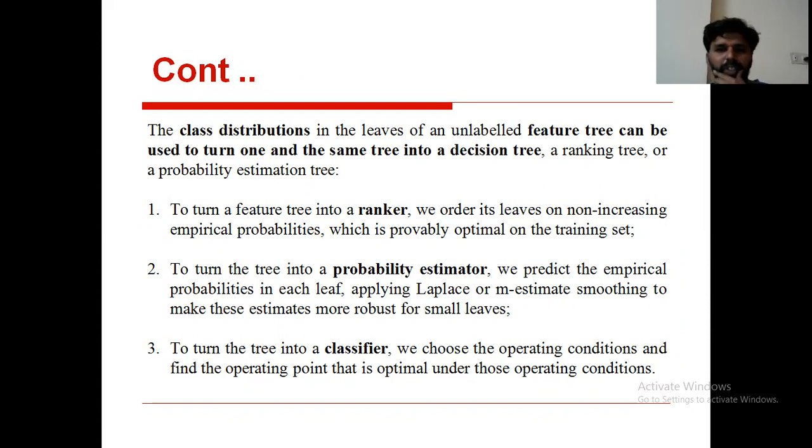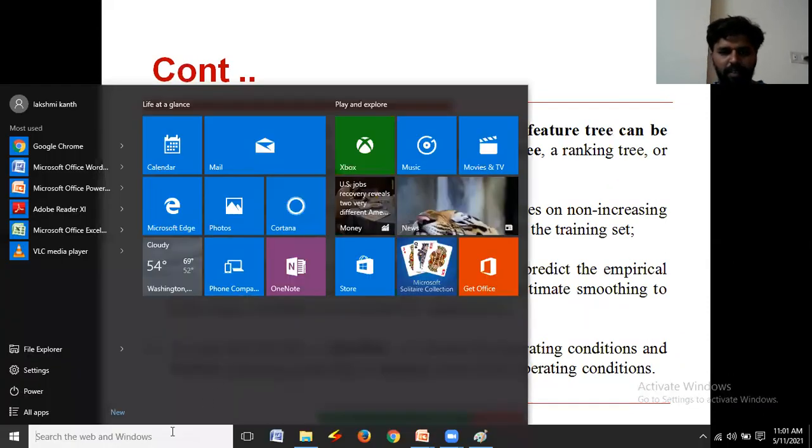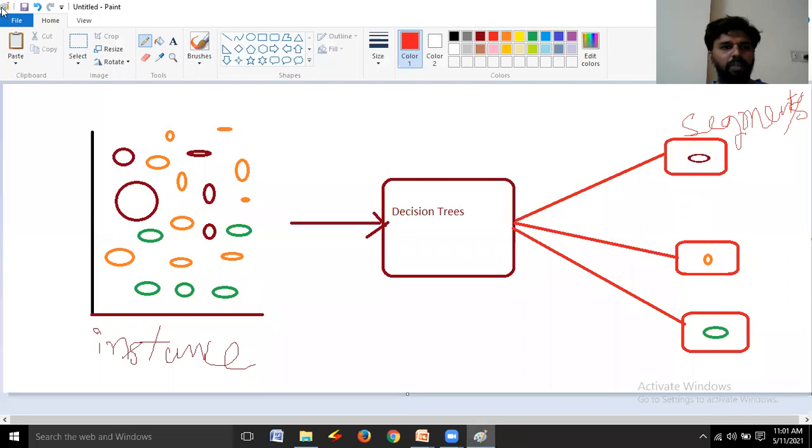For example, if you want to give a loan, you need to construct a decision tree like this. Here I would like to explain the decision tree. Now observe this.